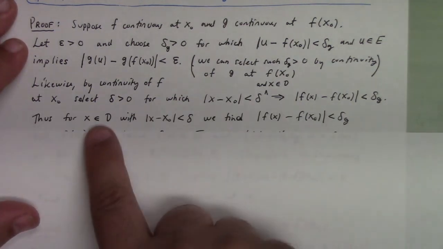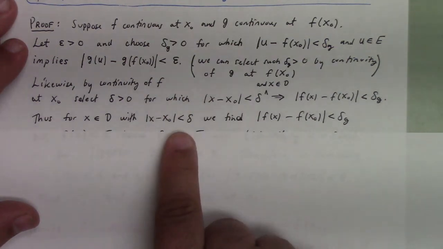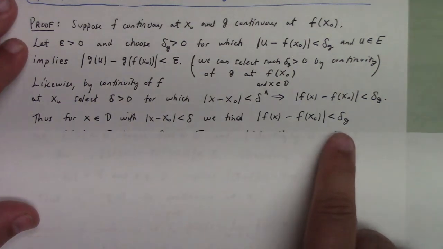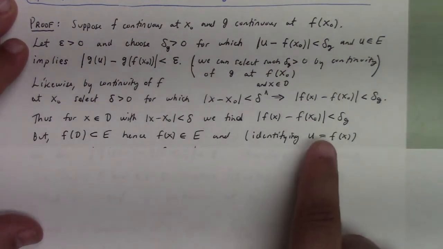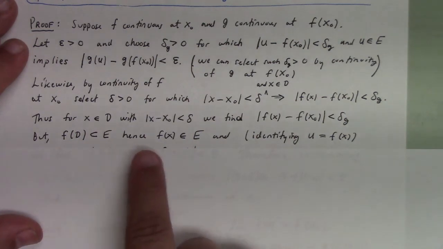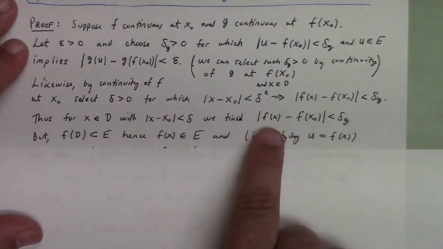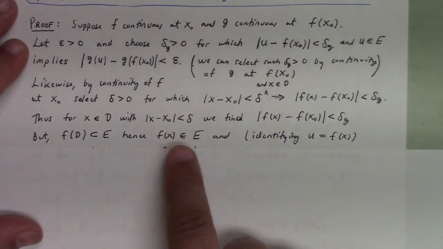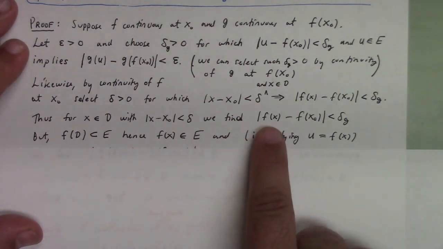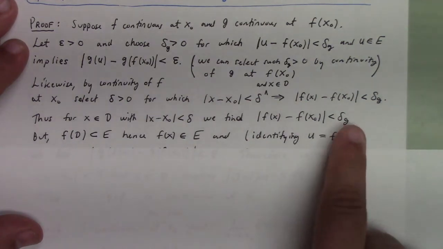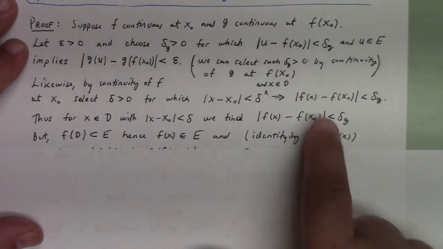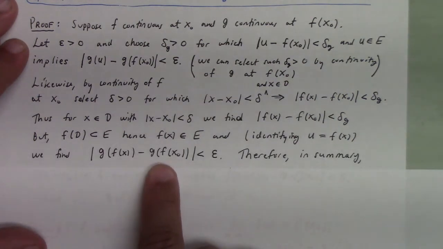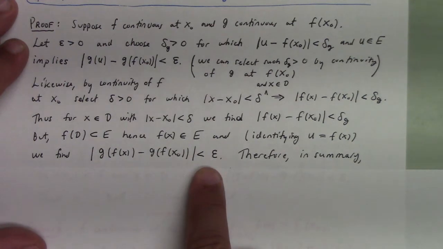So if I pick x in D with x minus x naught less than that delta, we find that the absolute value of f of x minus f of x naught is less than delta g, right? But then notice that f of D is a subset of E, which means that this f of x is actually an element of E. So we've got f of x is an element of E, and it meets the condition that the absolute value of f of x minus f of x naught is less than delta g, right? So thinking of u equal to f of x in the above, we find that g of f of x minus g of f of x naught is less than epsilon.